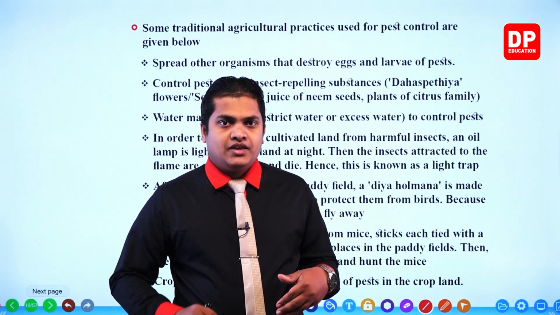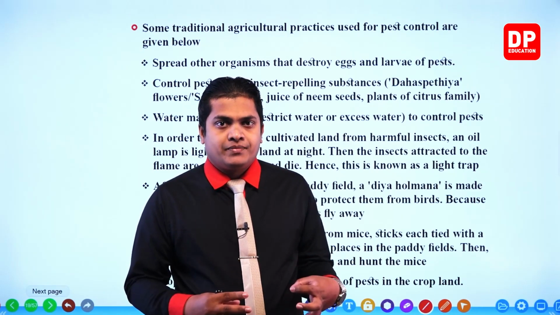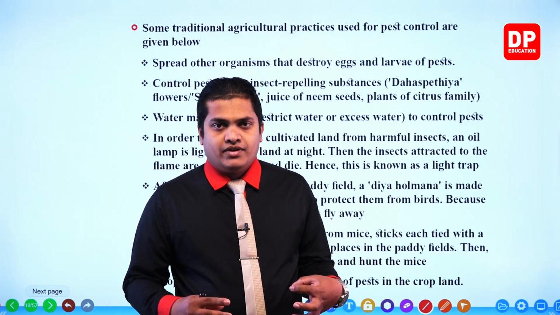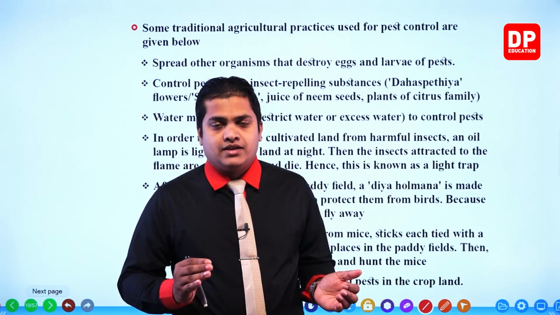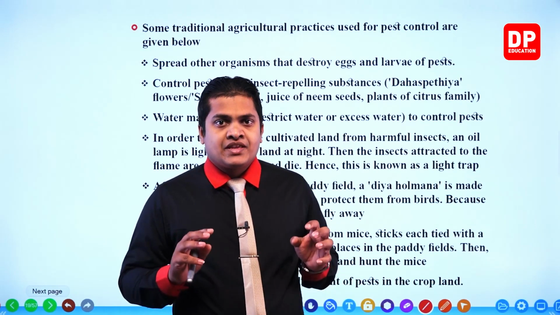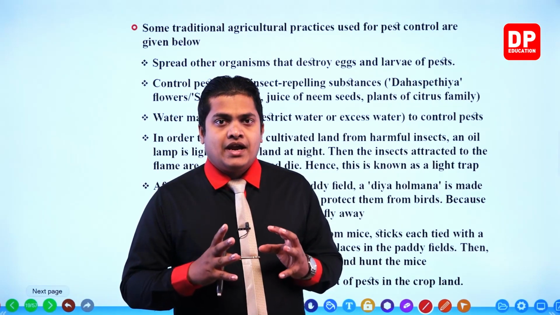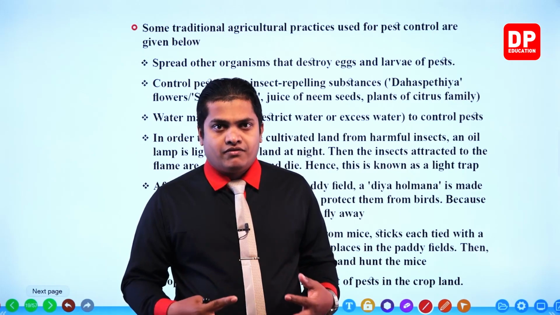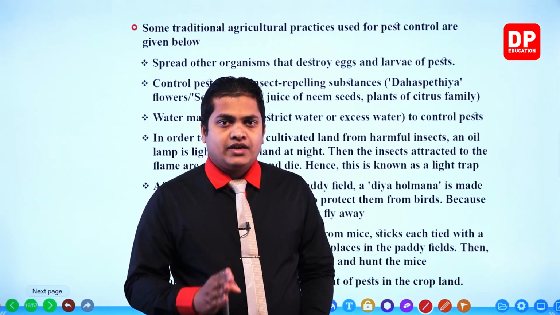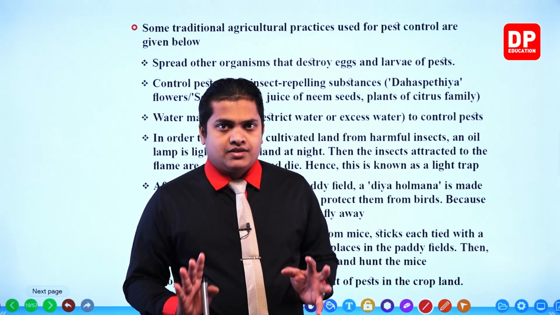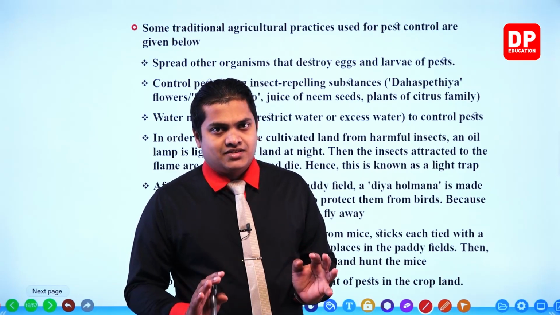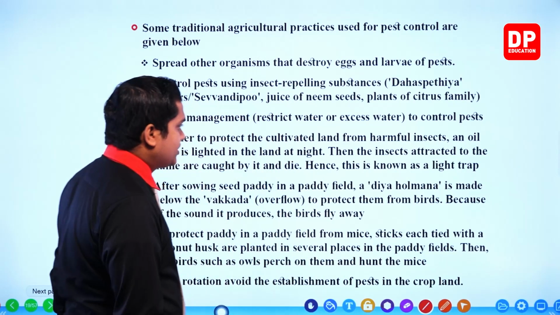So what will happen if you put a flame near a paddy field? Paddy field or any other field, agricultural land. Then all the insects who are living within the land will come towards the flame and they will die because of the fire. So by that way we can control pest conditions up to a certain extent. Okay. Next one.